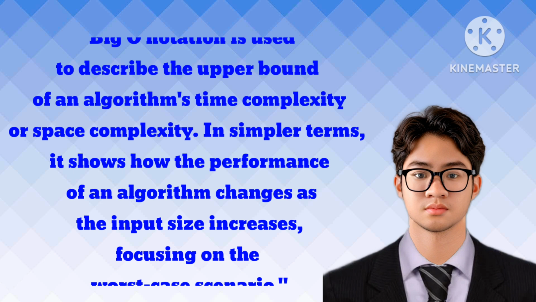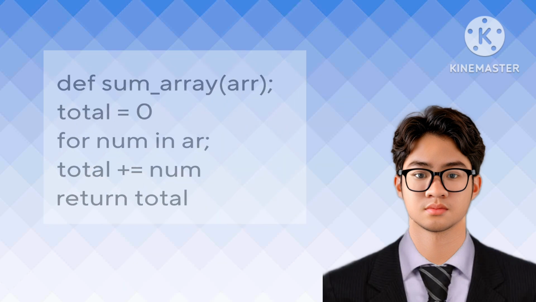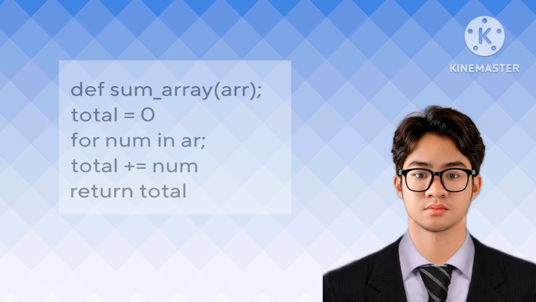Big O notation is used to describe the upper bound of an algorithm's time complexity or space complexity. In simpler terms, it shows how the performance of an algorithm changes as the input size increases, focusing on the worst-case scenario. Let's consider an example where we want to sum up all the elements of an array. We'll write a simple Python function for this.